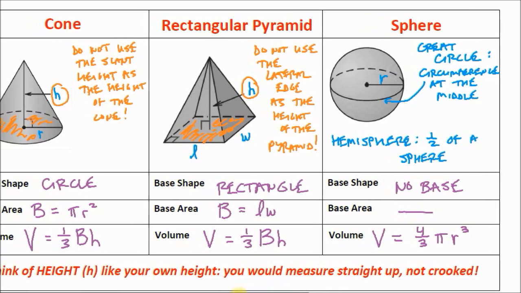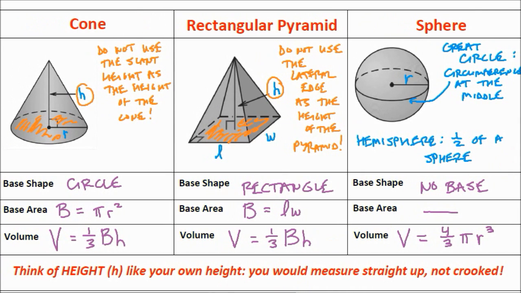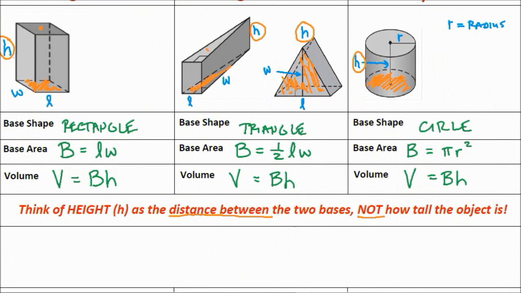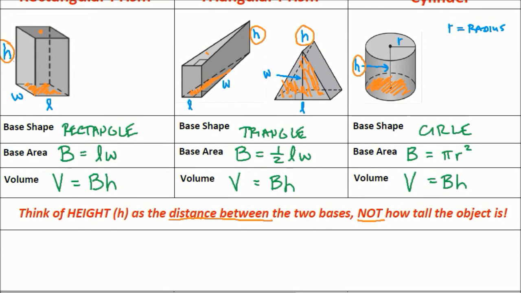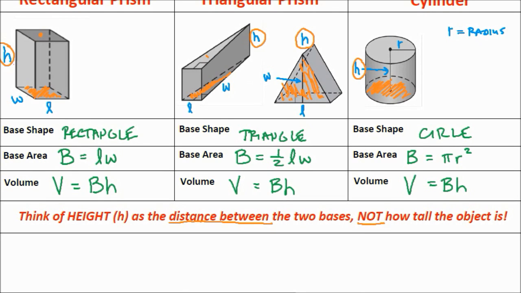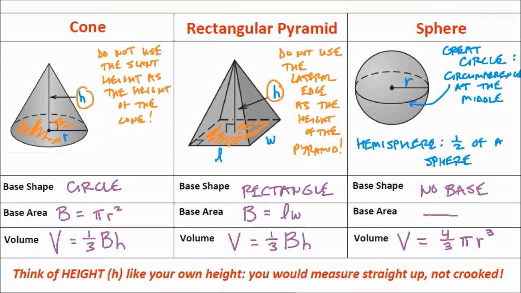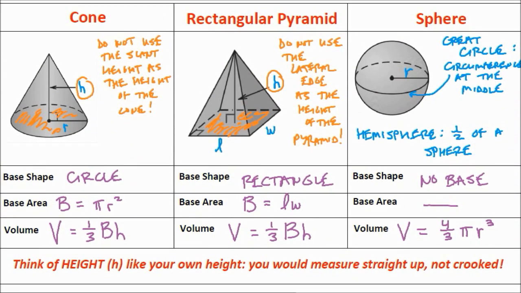Last thing I want you to write down on this page is this note here. Remember the previous video I told you for prisms and cylinders, think of height as the distance between the two bases and not how tall an object is, because if it's turned sideways, it's not the height. The height does not look like how tall it is. Distance between the two bases, well, here's something to give you a heads up on with cones and rectangular pyramids. It doesn't apply to spheres, but it applies to these two.